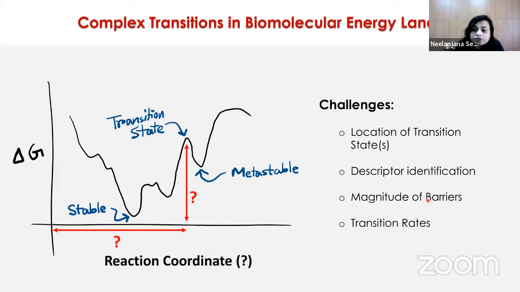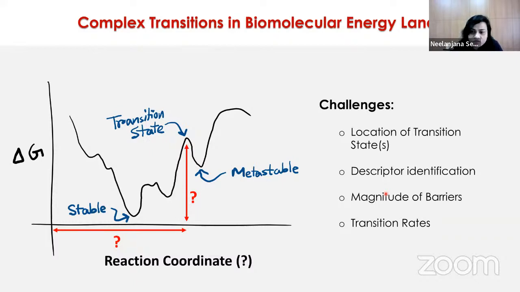what is the location of the transition state? Can we find suitable descriptors? What are the magnitudes of these barriers? And if these three questions work out, then can we actually reproduce some transition rates very satisfactorily? So these are very open-ended questions.